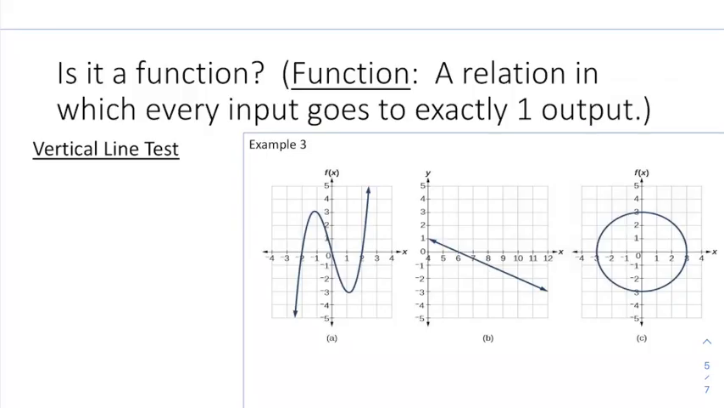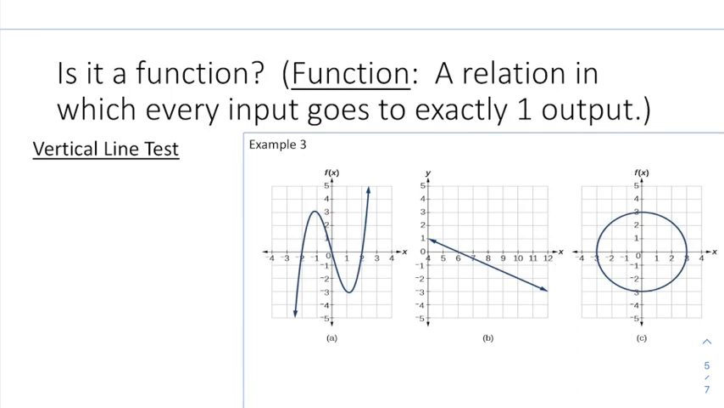All right, the last thing we're going to learn about is called the vertical line test. So we're going to be asked the same question of whether or not something's a function, but we're going to do it using a graph. Now, how do we answer this question when we can't see the inputs or outputs? Well, with a graph, we actually can see the inputs or outputs.